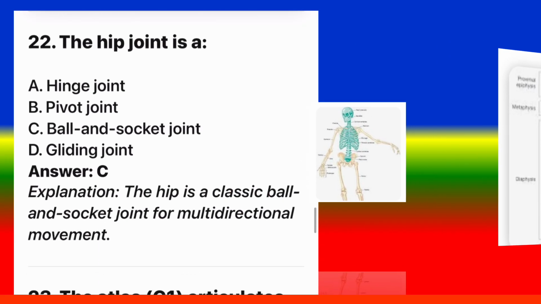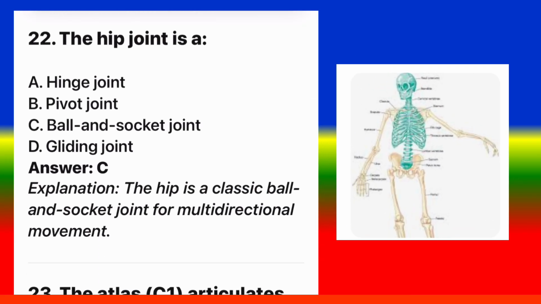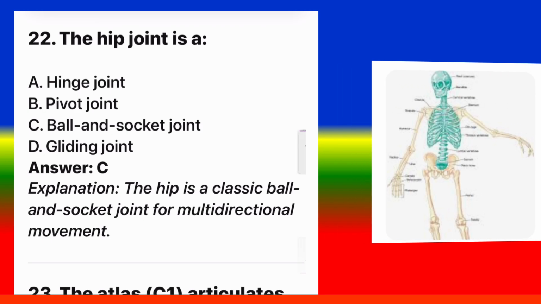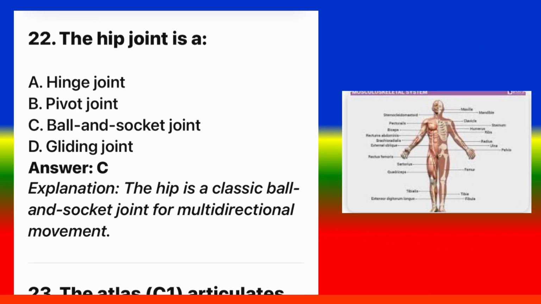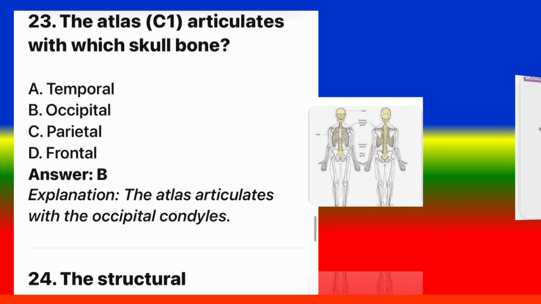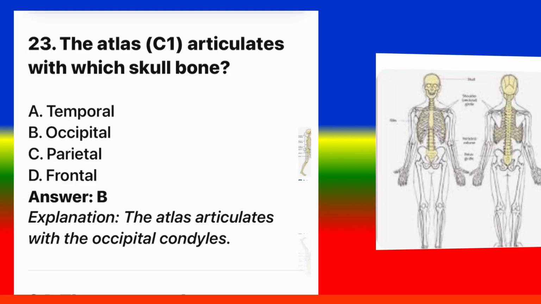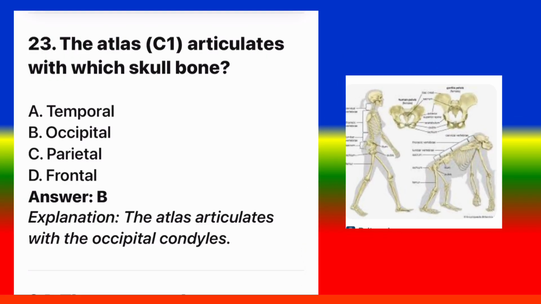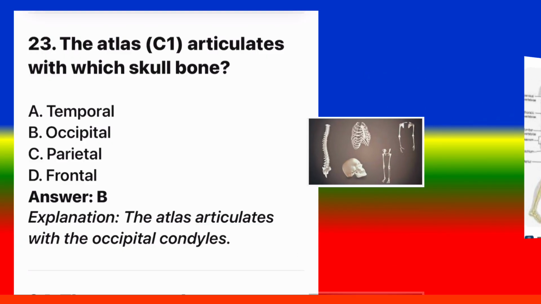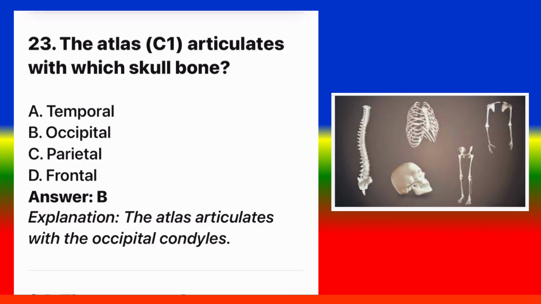22. The hip joint is: A. Hinge joint, B. Pivot joint, C. Ball and socket joint, D. Gliding joint. Explanation: The hip is a classic ball and socket joint for multidirectional movement. 23. The atlas, C1, articulates with which skull bone? A. Temporal, B. Occipital, C. Parietal, D. Frontal. Answer B. Explanation: The atlas articulates with the occipital condyles.